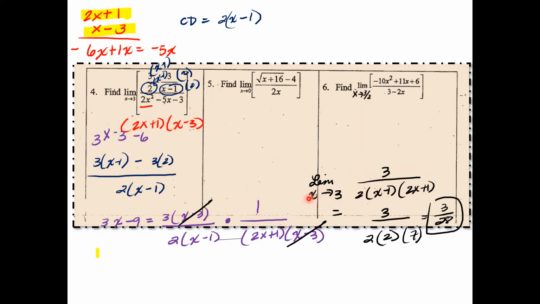Now you can use the limit as x approaches 3, even though I did not do it initially, but I knew it would result in undefined. Now you can plug the 3 in. 3 minus 1 is a 2, 2 times 2 is a 4. 3 times 2 is a 6, 6 plus 1 is a 7, so 4 times 7 is 28. On the denominator, 3 stays on top.